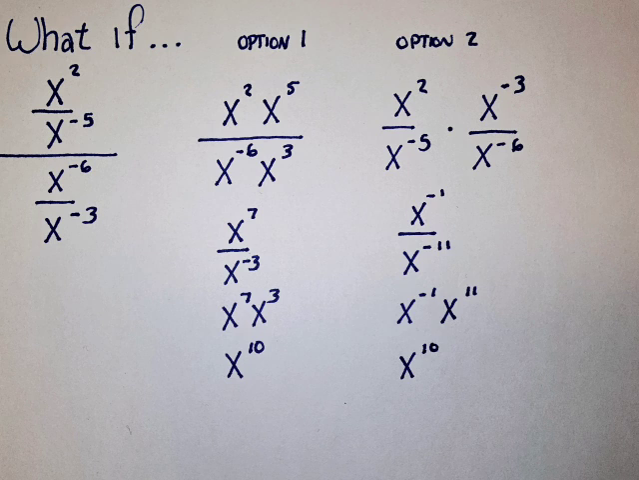Now I can combine them because they're on the same level. Negative 1 plus 11 is 10, so we have x to the 10. Notice that the answers are the same.